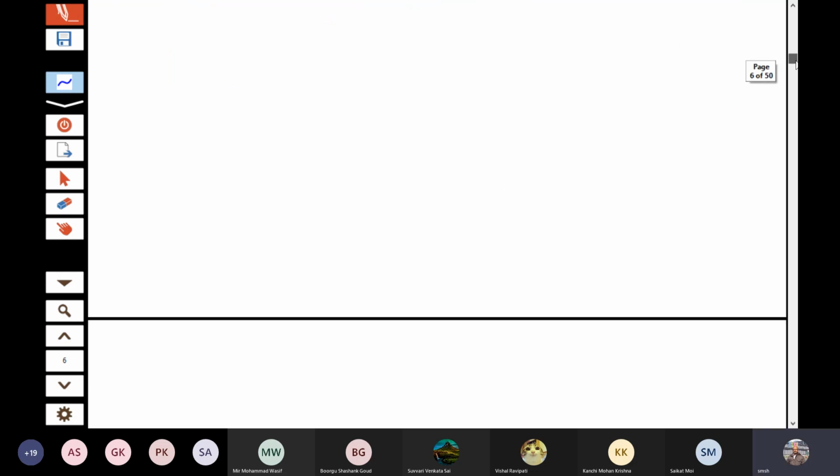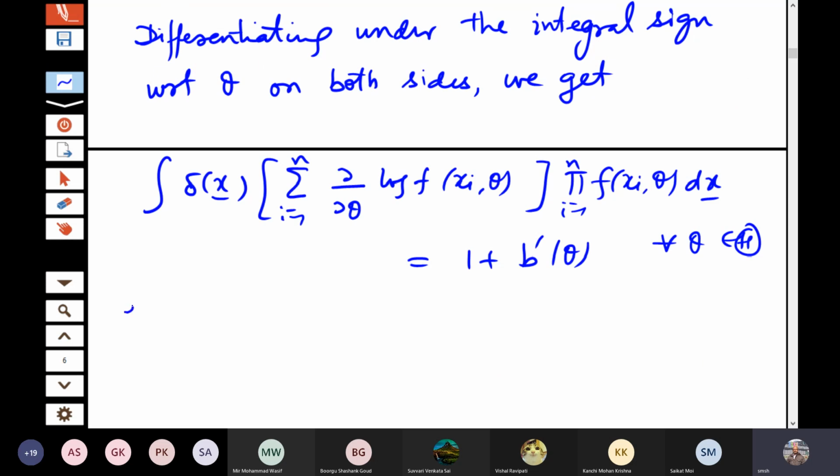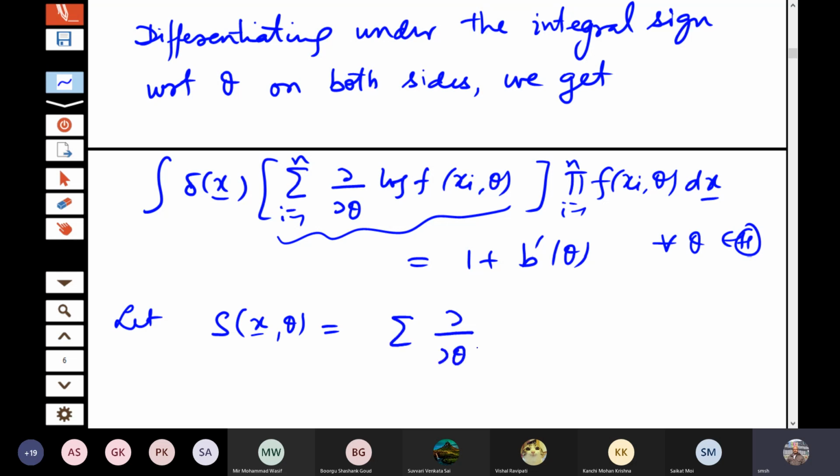Now I will use some notation here. Let us put, see this particular term, I will call S(x, theta). So that is sigma del by del theta log of f(xi, theta). So this becomes then.